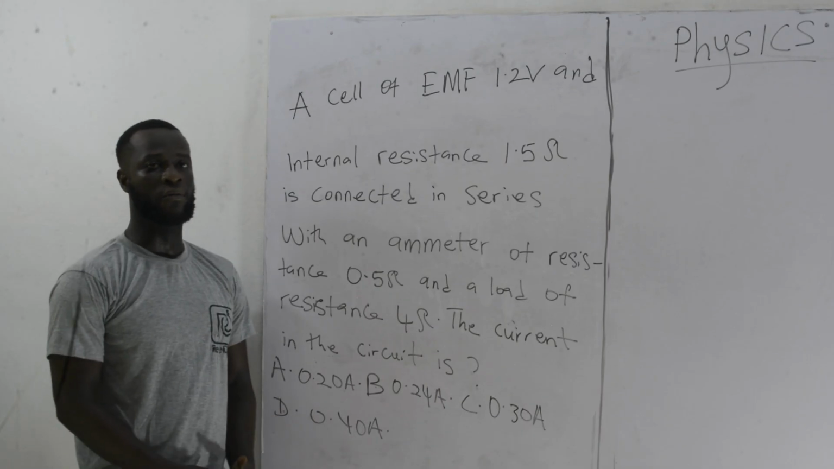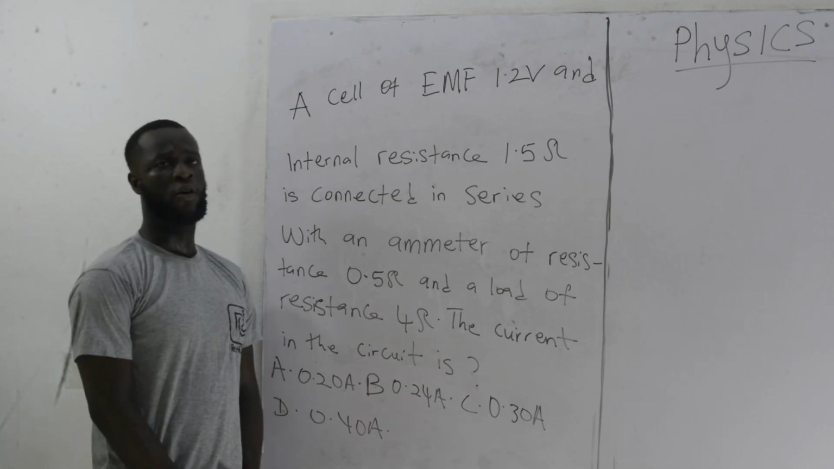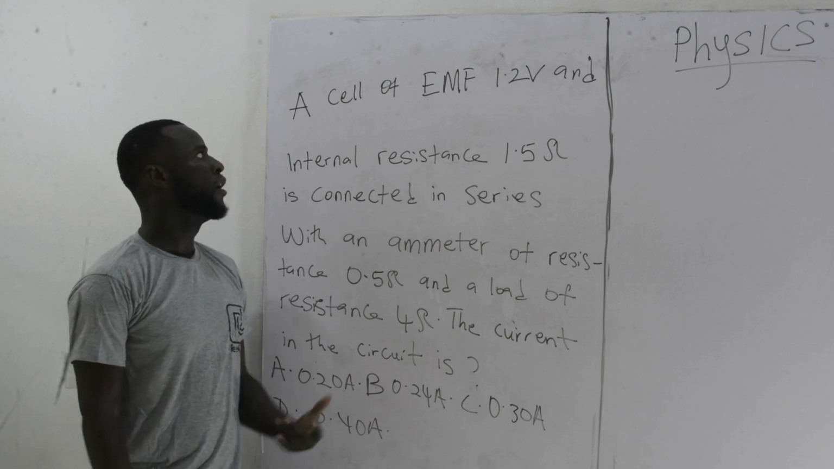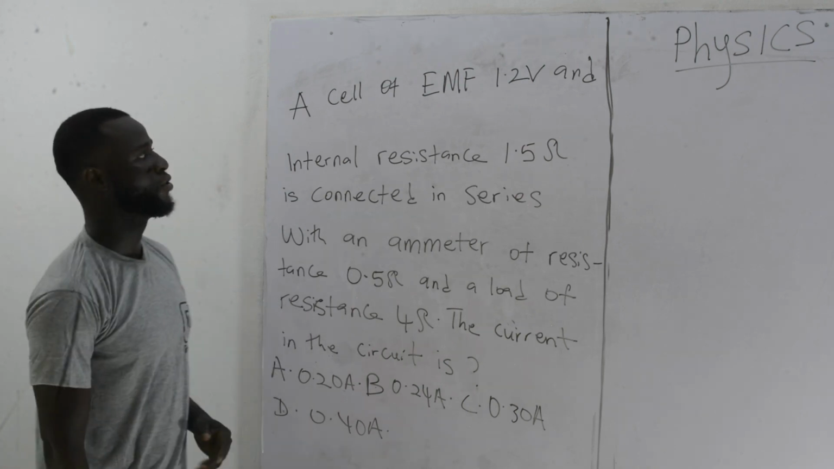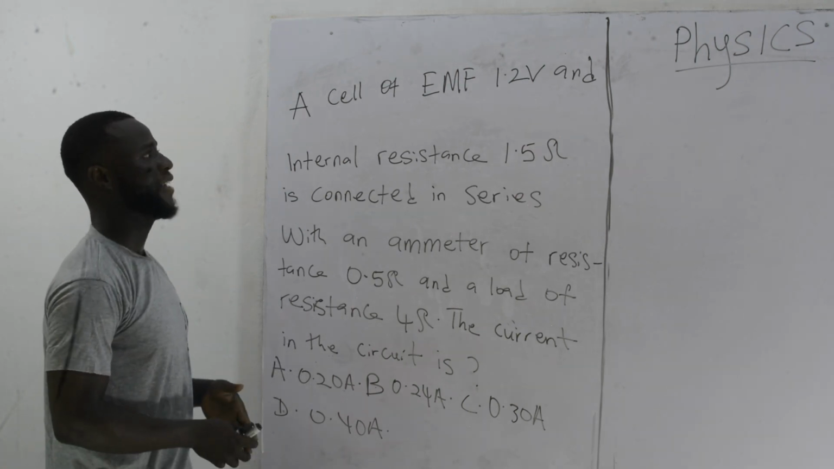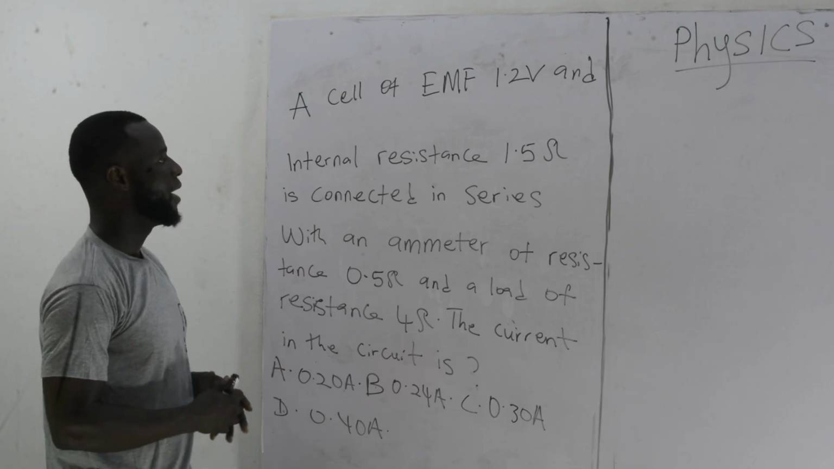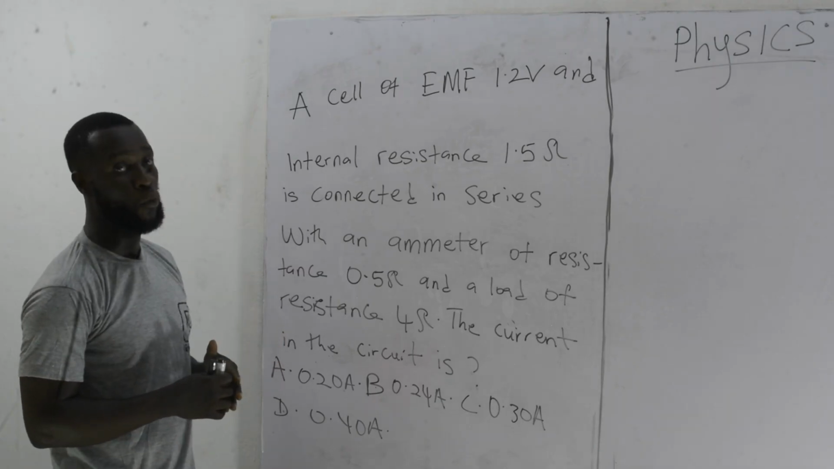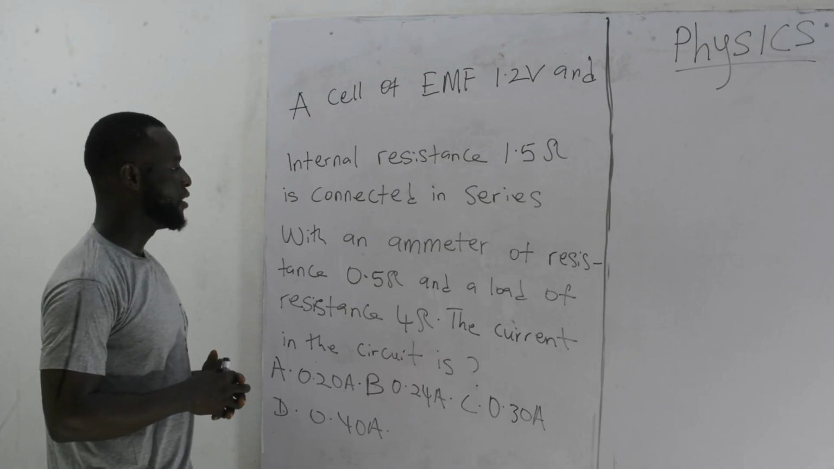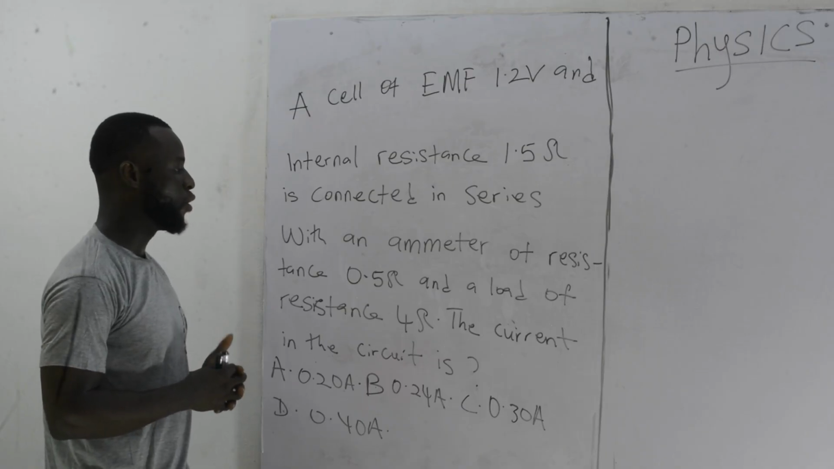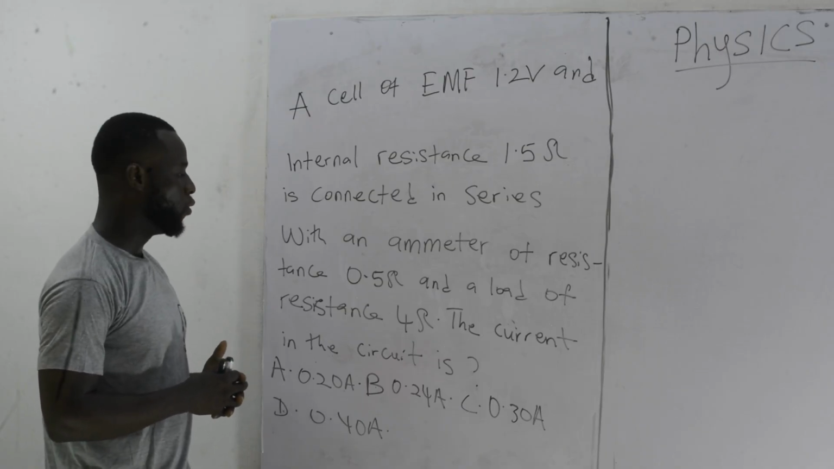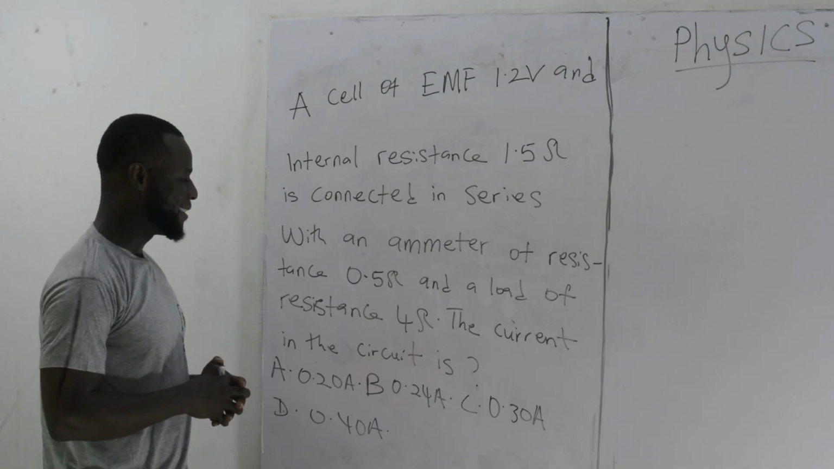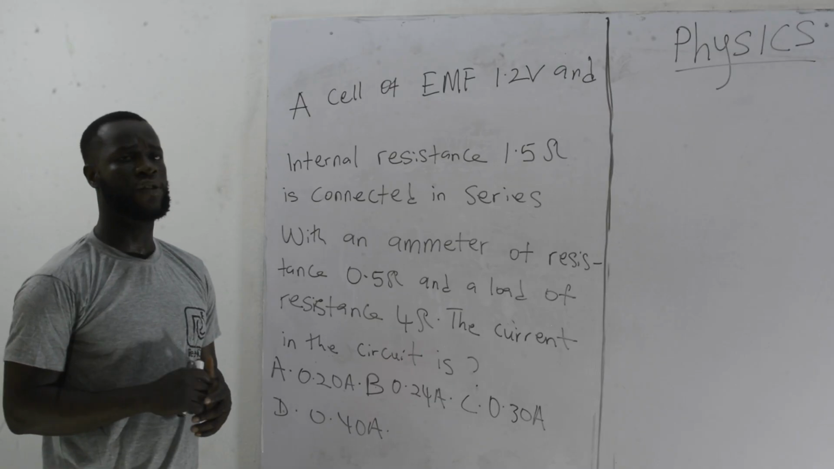Now, still on EMF and lost voltage and terminal voltage, let's take our first question on that. So we have a cell in this question. The question says a cell of EMF 1.2 volts and internal resistance 1.5 ohms is connected in series with an ammeter of resistance 0.5 ohms and a load of resistance 4 ohms. The current in the circuit is, now they are asking us for the current in the circuit.